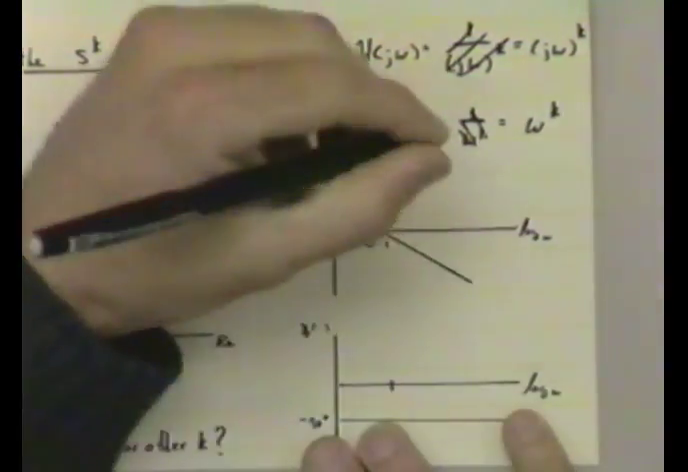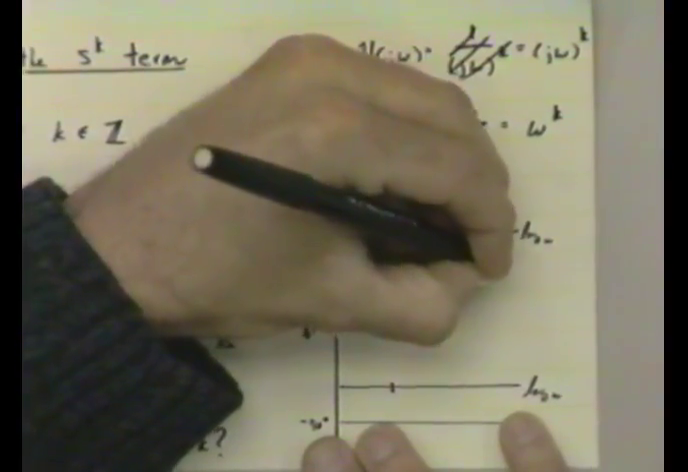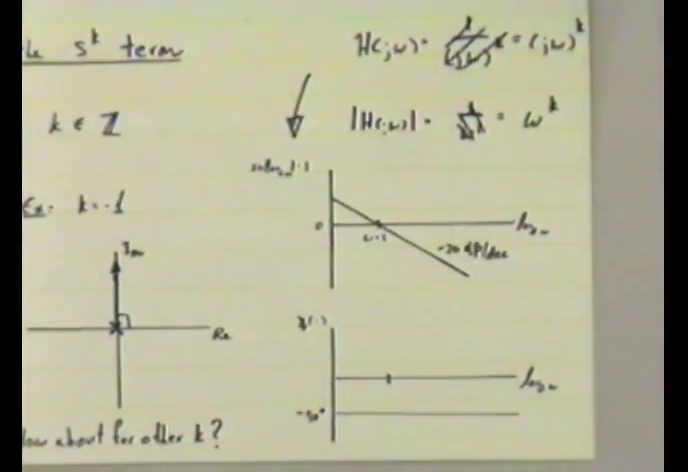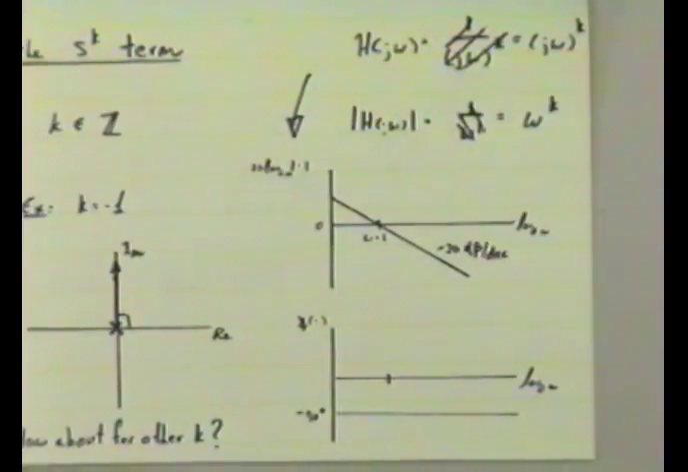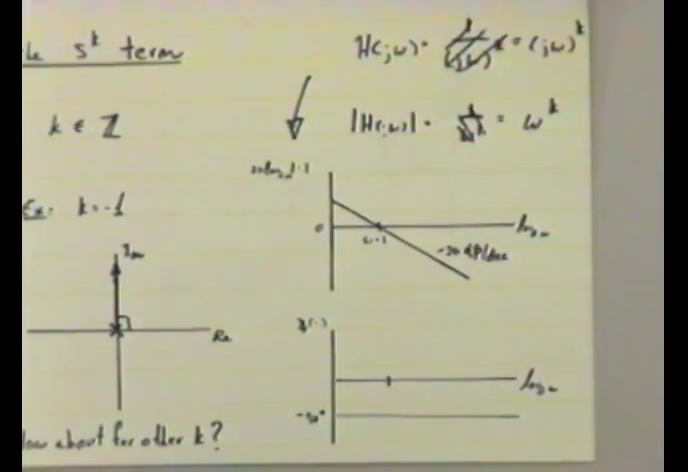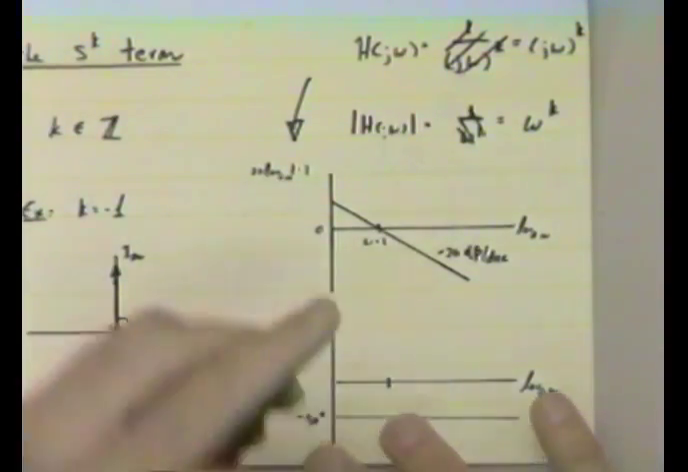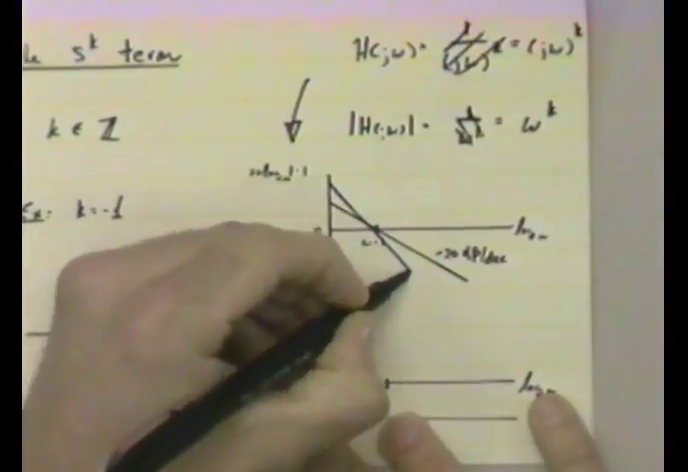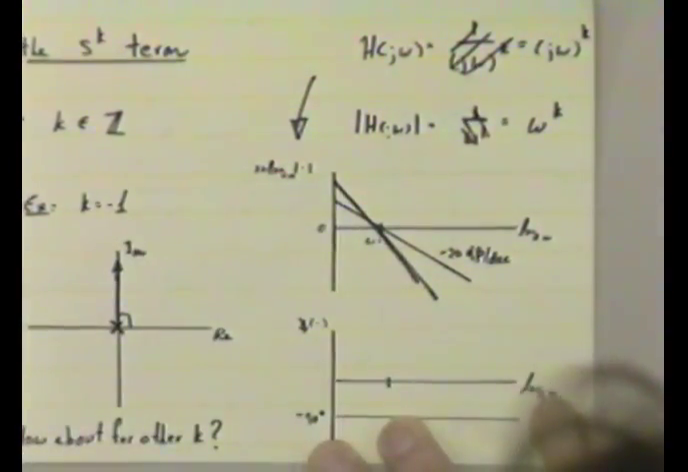Well, the answer is quite easy. Here, the slope is -20 dB per decade for the choice of k equals -1. For other choices of k, the slope is given by 20 times k. So if I have two poles at the origin, I have -40 dB per decade, and the plot really looks like this now. Passing still through 1.